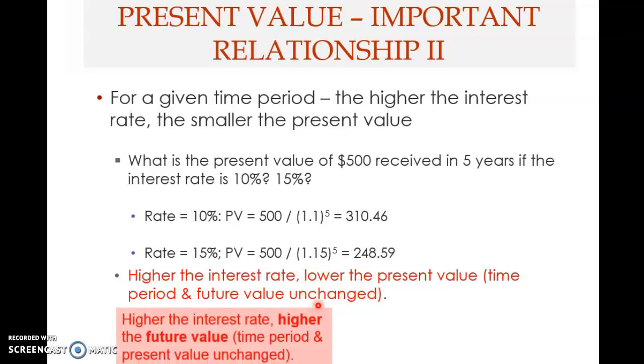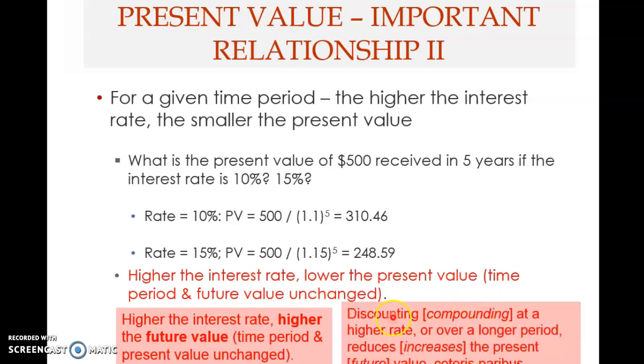What about future value? The higher the interest rate, higher the future value. Time period and present value unchanged. When you look at the relationship between interest rate and future value, here the relationship is between the interest rate and the present value. So always with future value, interest or the time period is positively related. But for present value, interest rate and the time period is negatively related to the present value.